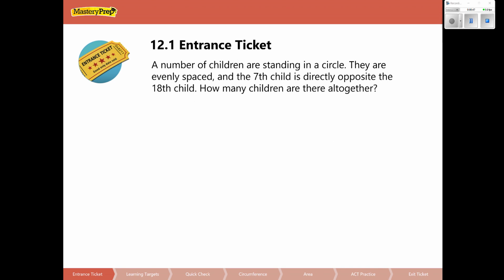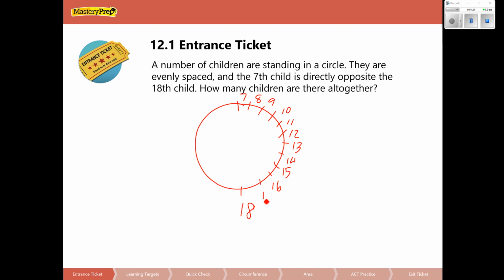A number of children are standing in a circle. They are evenly spaced. So we have a circle. On one side of the circle, we have the 7th child. On the other side, we have the 18th. So the number of children on one side of this circle is going to be the same as the number of children on the other. So if we go from 7 to 18, we have 8, 9, 10, 11, 12, 13, 14, 15, 16, 17, 18. And how many kids are between the 7th and 18th kid?